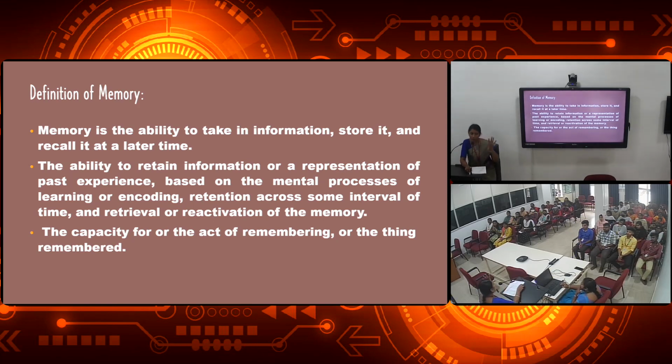Think about how a computer system works. First we feed in the information, then the same information is stored inside the computer, then whenever we want we can retrieve it. Like the computer, our human brain also works the same way. First we receive information from the environment.